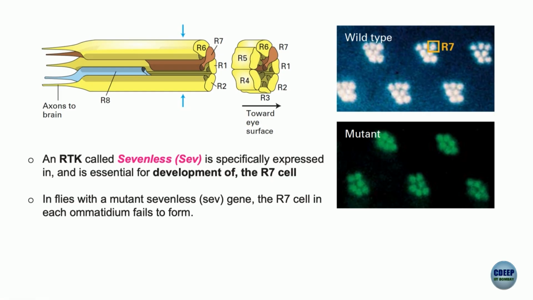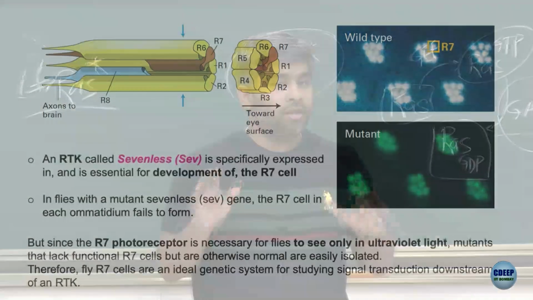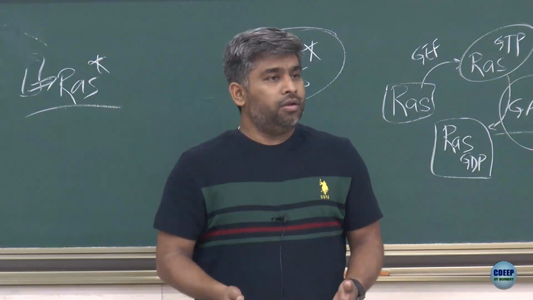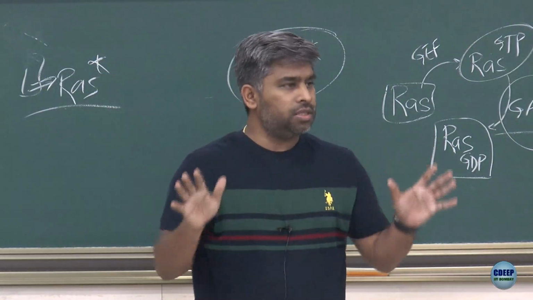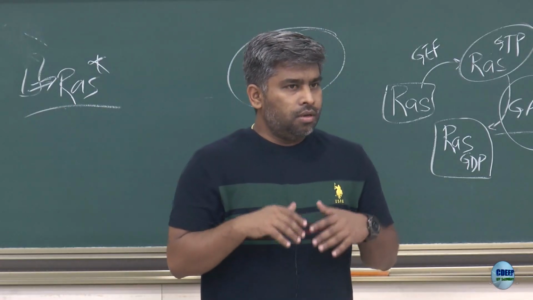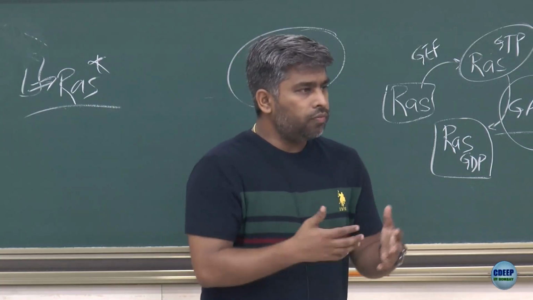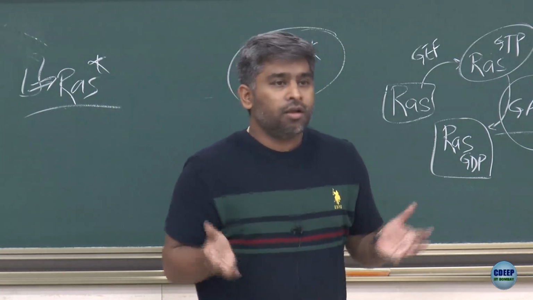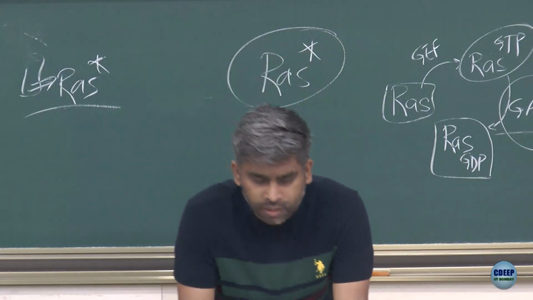Now, the most interesting part about all this is that since the R7 photoreceptor is necessary for flies to see only in ultraviolet light, even if you mutate it, these mutants can still see normally otherwise. Only when they are required to see in ultraviolet vision is there a problem. I do not know when flies will go and see in ultraviolet vision, what the context is, but this is how scientists identified them.